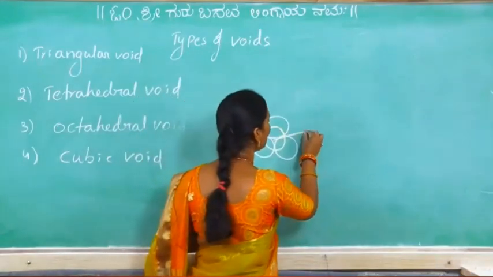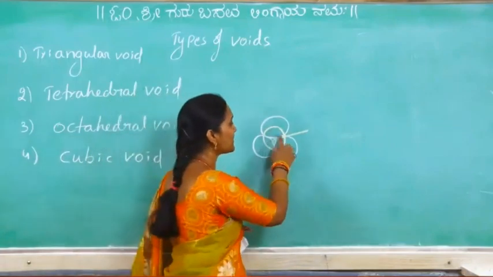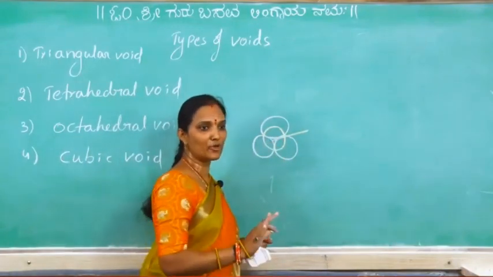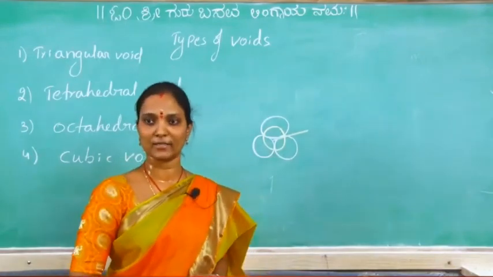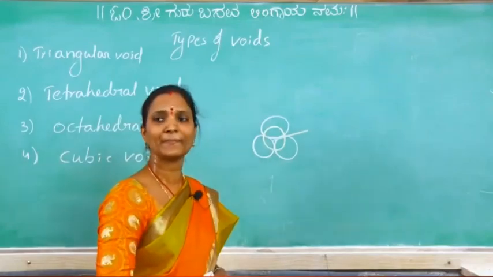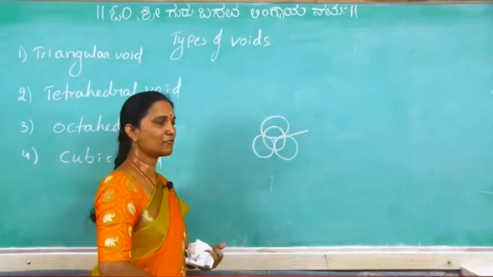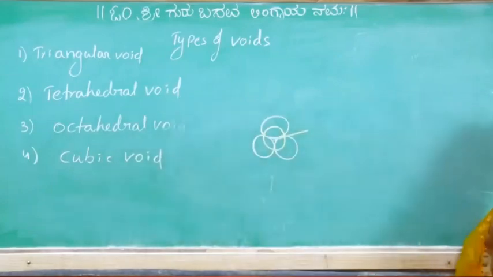Now here we are getting one empty space. Now this empty space surrounded by how many particles? Four particles. That's why this void name is a tetrahedral void. So tetrahedral void surrounded by four particles. So what is the coordination number? Coordination number is 4 because surrounded by four particles. Better once you watch this one.